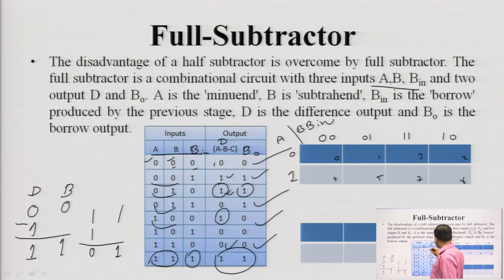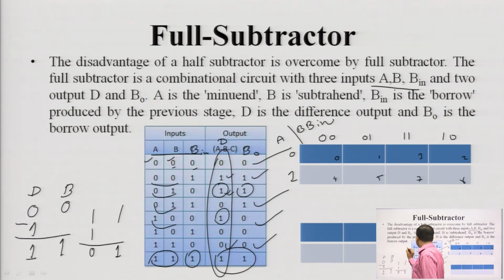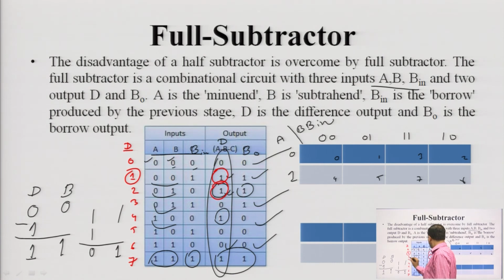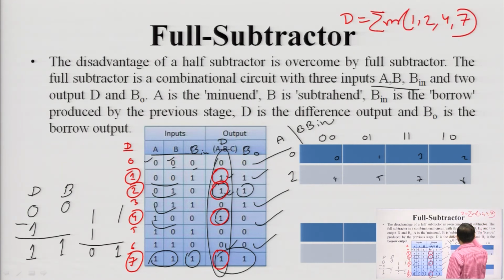Here we will check this column, for which cases we are getting 1. Let us check the decimal values 0 1 2 3 4 5 6 and 7. We get 1 for 1, 2, 4 and 7. So the difference will be summation m 1, 2, 4 and 7.